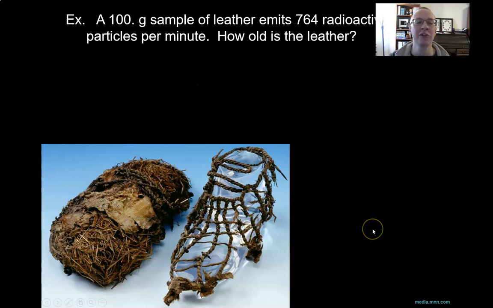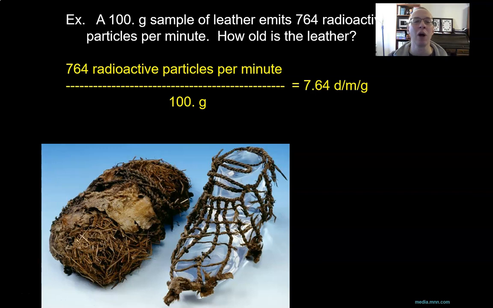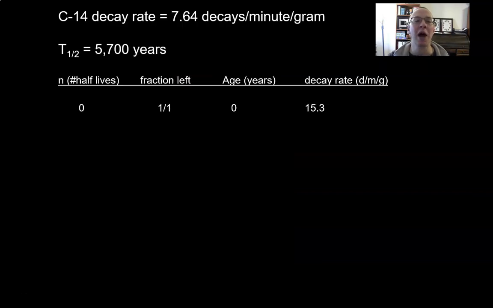So let's do that. It's a very simple division. We're just going to take our 764 decays per minute and divide by the 100-gram sample that we have. That now gives us our appropriate unit and a number that's less than 15.3 that we can actually use. So let's go ahead and plug that 7.64 decays per minute per gram into our data tables. So here is our problem, and we have it all set up with our initial information. Now what we're going to do is simply go through one half-life and see where it takes us. So we go to half of the original material, 5,700 years, and now we end up at 7.65 decays per minute per gram.